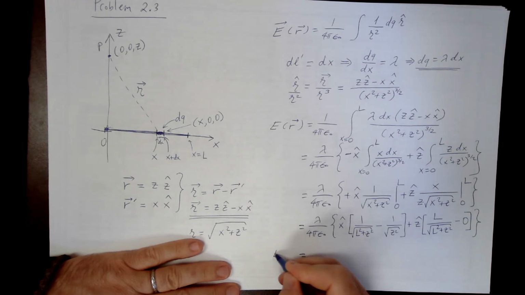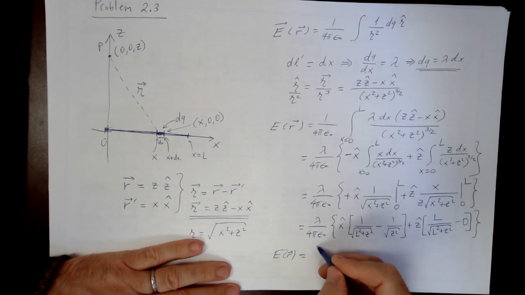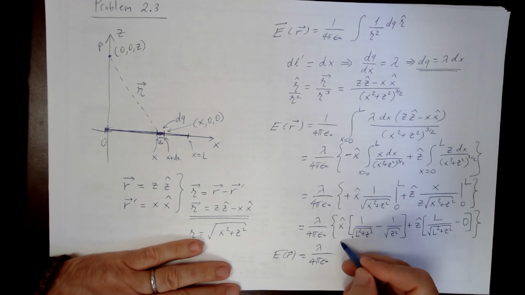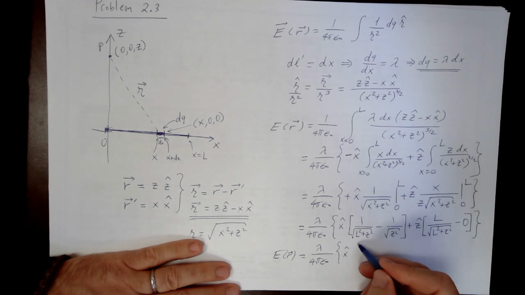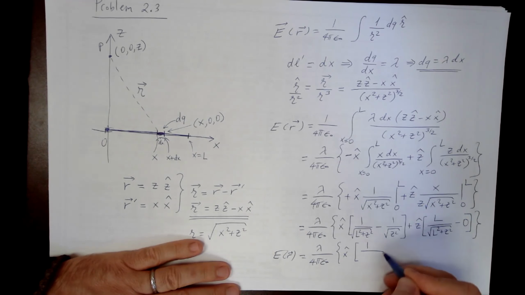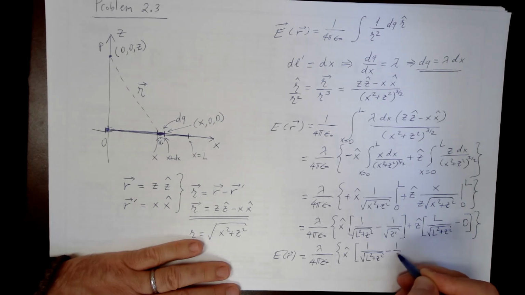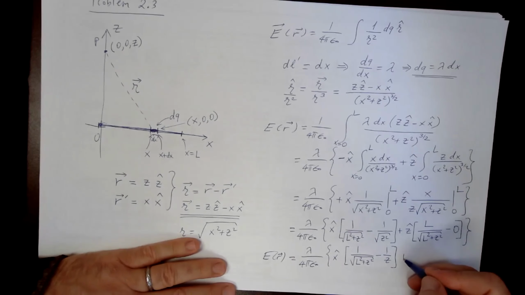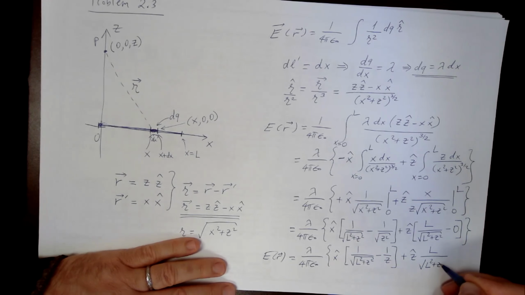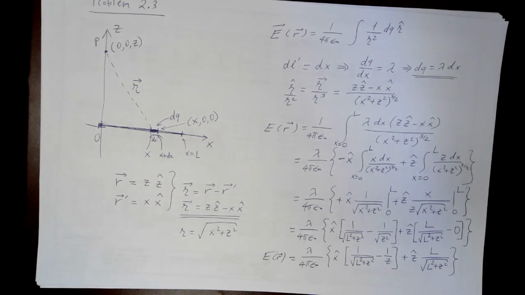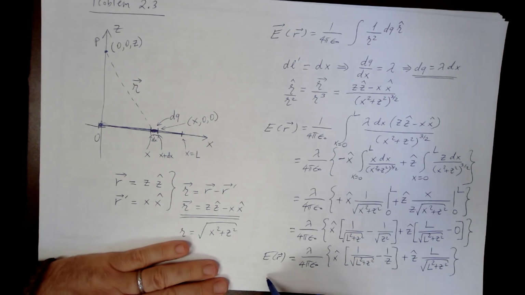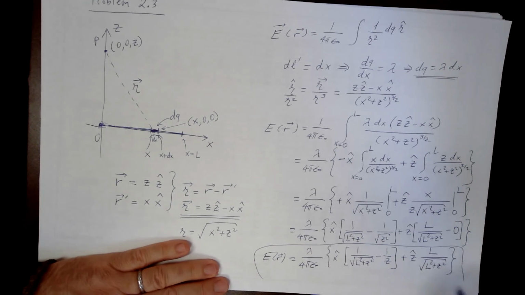So I have, as a result, E of r is lambda over 4 pi epsilon naught, x hat times (1 over root L squared plus z squared minus 1 over z) plus z hat times L over square root of L squared plus z squared. Okay, that's going to be my electric field.